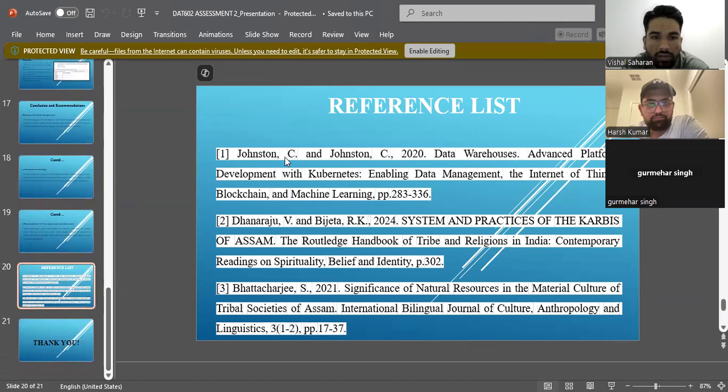Reference list, like John C. Data Warehouse Advanced Development with Kubernetes, enabling data management, Internet of Things, blockchain and machine learning.